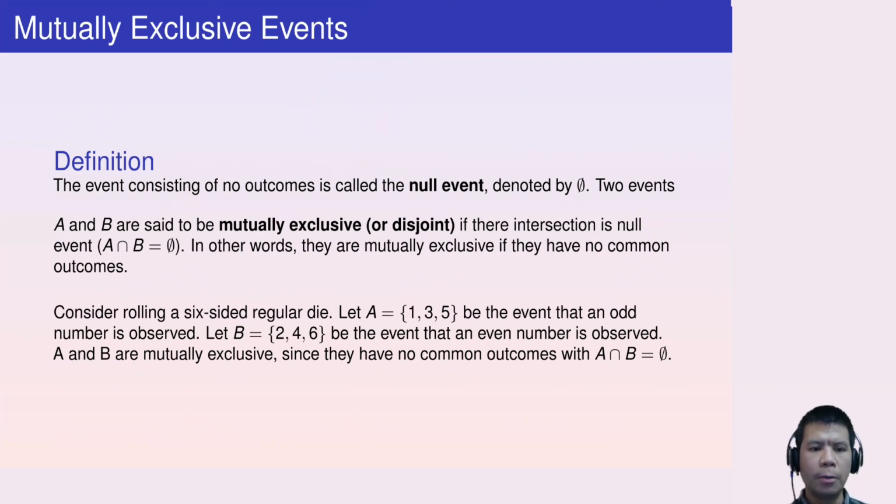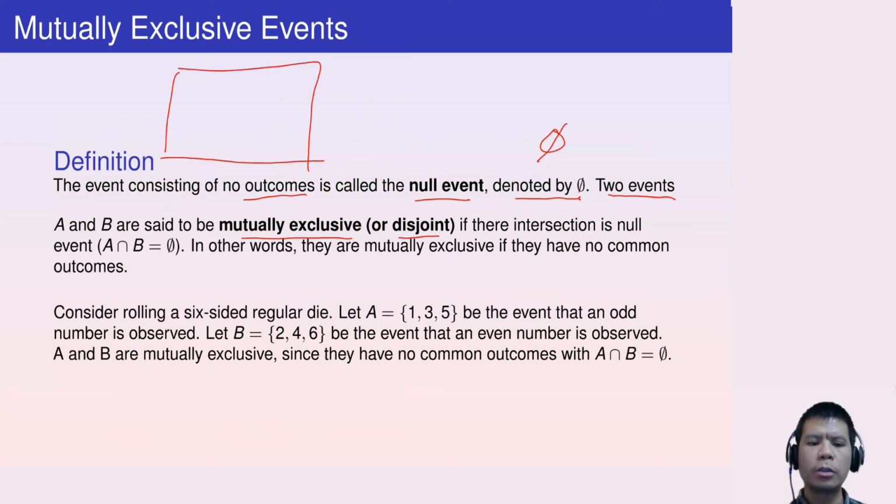Now, mutually exclusive events. An event consisting of no outcomes is called a null event. It is denoted by this. It's a null event. There's nothing inside this event. Two events are said to be mutually exclusive or disjoint if their intersection is null. So in the Venn diagram, we may have disjoint events. This is A, this is B. You can see that they have no common values.